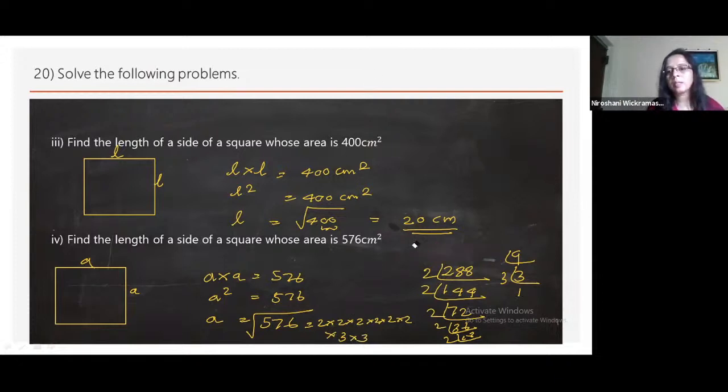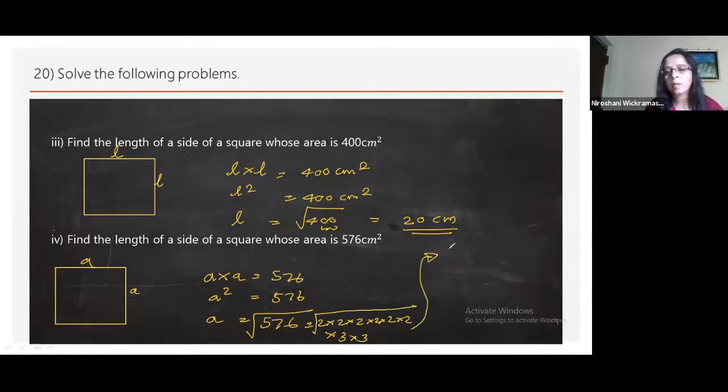I will erase this. Now you can do the prime factorization method. So this one, the square root. It means 2 to the power 6 into 3 to the power 2. Now divide the power by 2, which means we are removing the square root, right? 2 to the power 3 into 3. 2 into 2 into 2 into 3. Sorry, only one 3 is here. 8 times 3 is 24. The side length of this is A equals 24 centimeters.